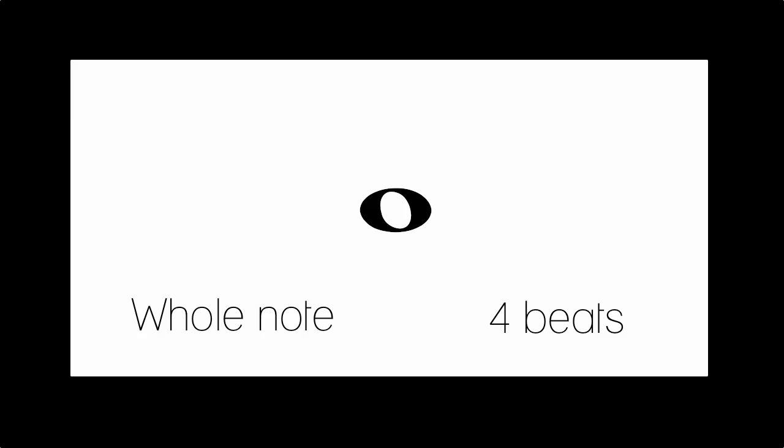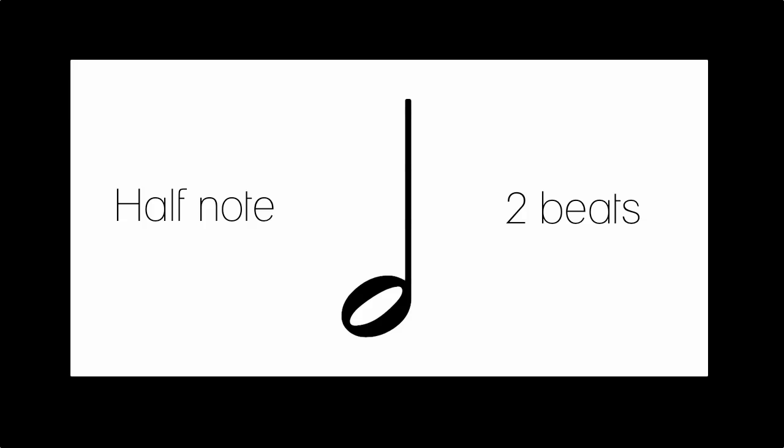So let's take our hollowed out egg that we were just looking at and attach to it a stem. When I see this type of note, I know it's going to last for 2 beats. This is called a half note. Whenever I see one of these notes, I know that I'm going to play the note in question and hold on to it for a count of 2.